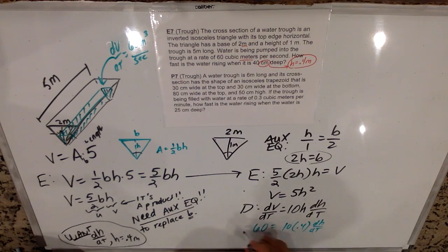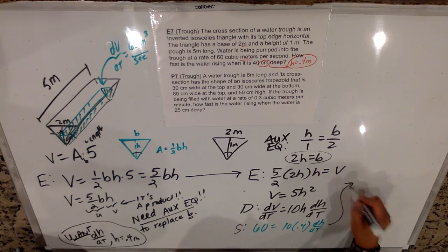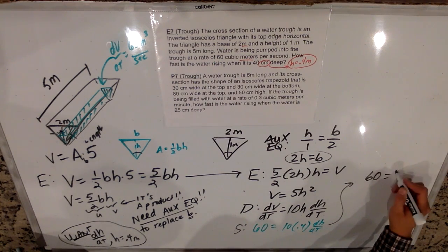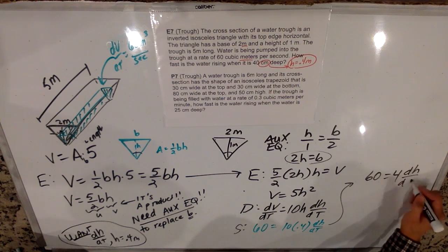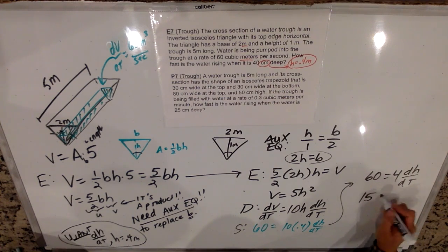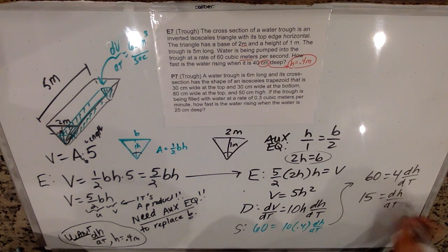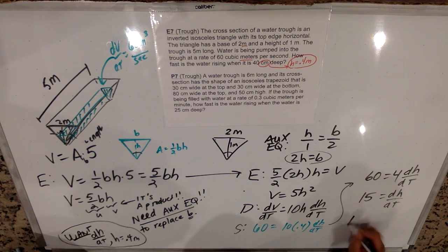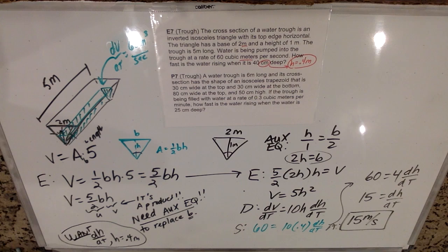So that's my substituting, right? So it seems to me that I get 60 equals 4 dh/dt. So I get 15 equals my dh/dt. When I answer my questions, h was measured in meters and time was in seconds. So I get 15 meters per second. That's my answer.